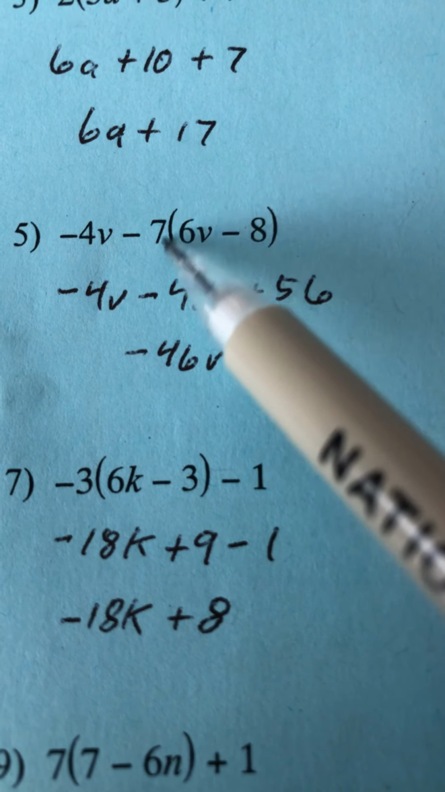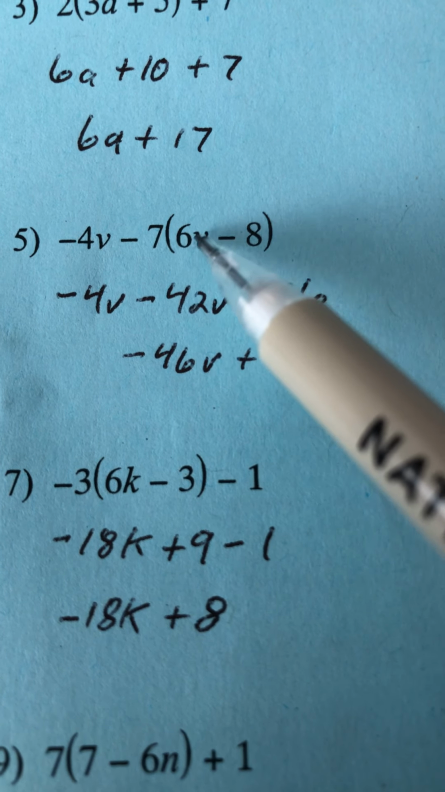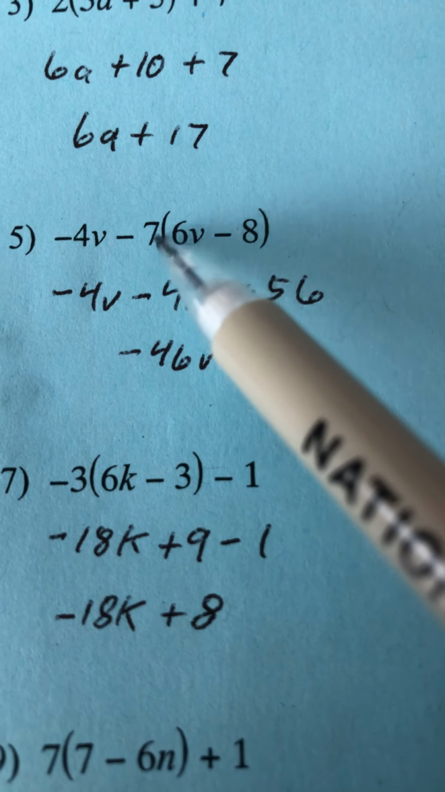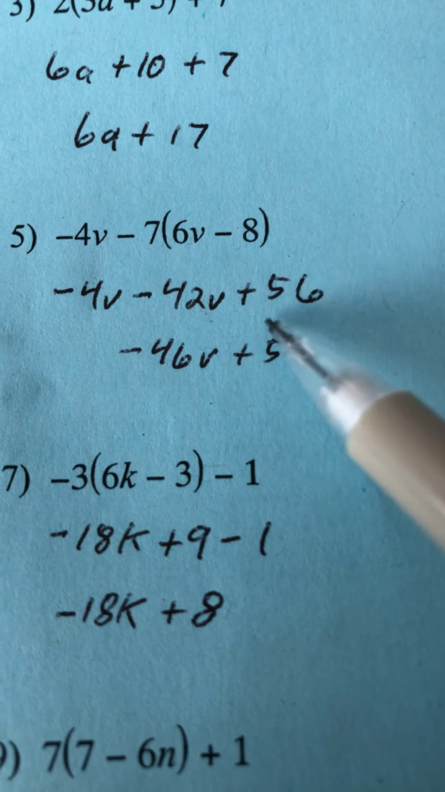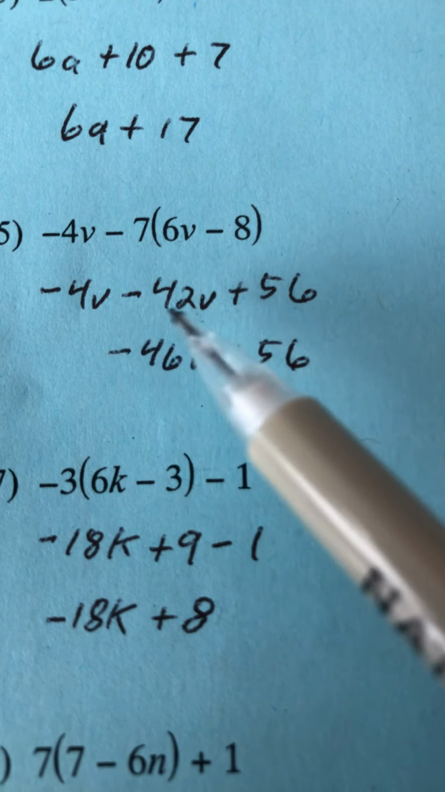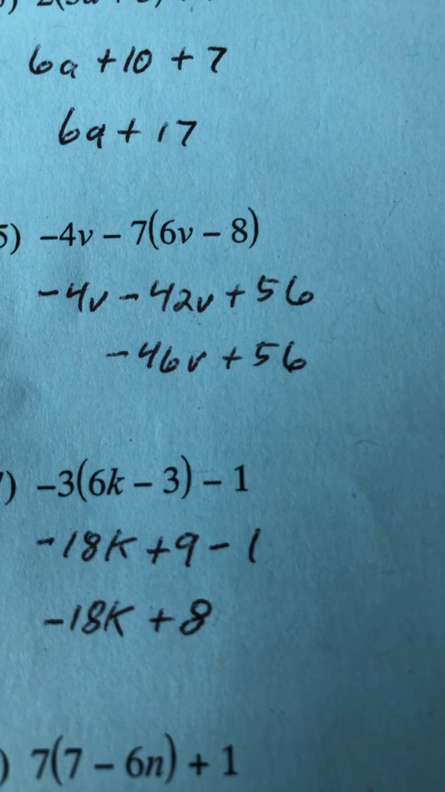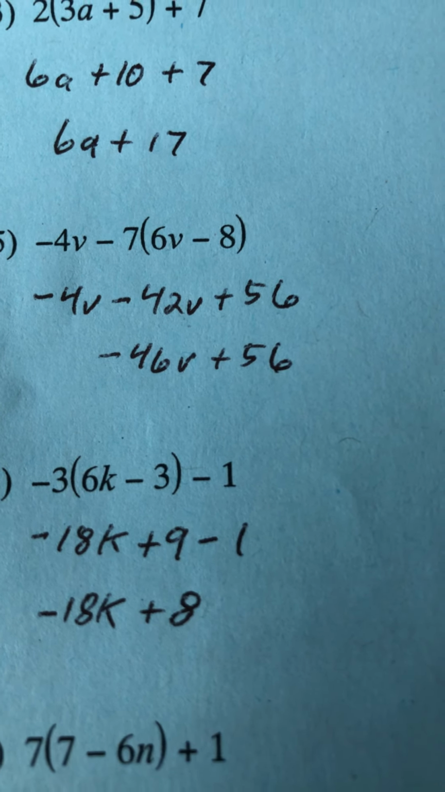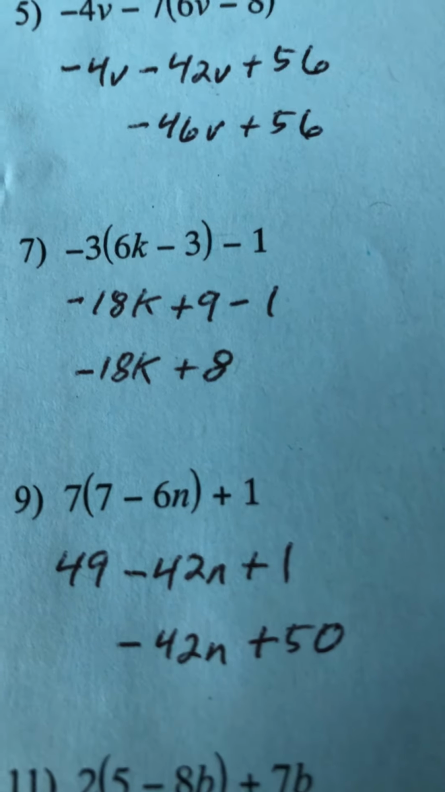Okay, here I do the distributive property over here. -7 times 6 is -42, and there's a v with that. -7 times a -8 is a +56. I combine my like terms, and I get -46v. -46v plus 56 is my final answer. That's as far as I can go.